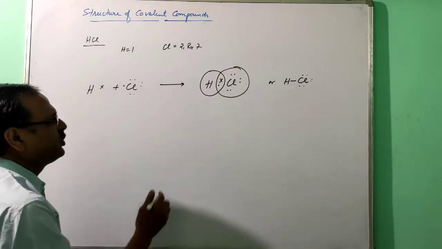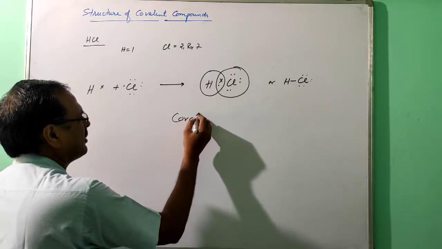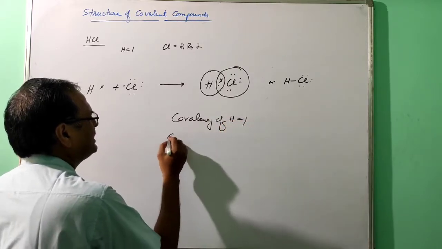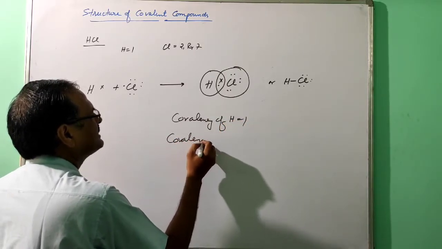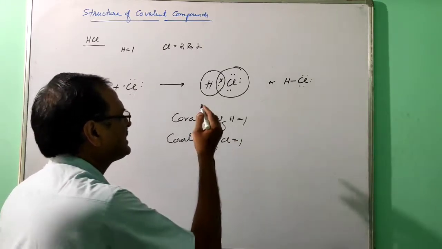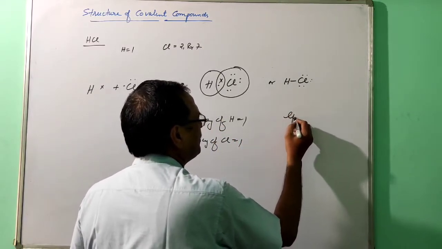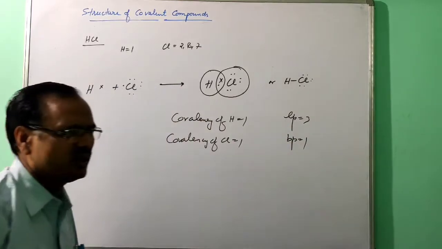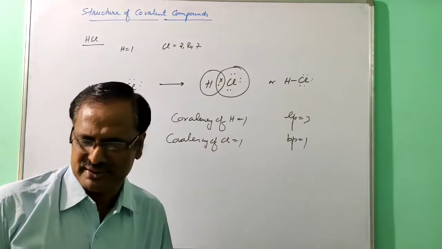In this one, the covalency of hydrogen is 1, the covalency of chlorine is also 1, and in this structure you see the lone pairs are 3 and the bond pair is only 1. This is not in the syllabus. For your knowledge, I have given this structure.